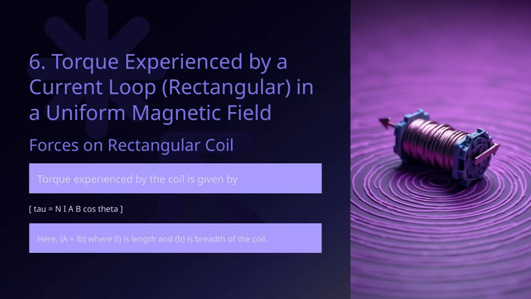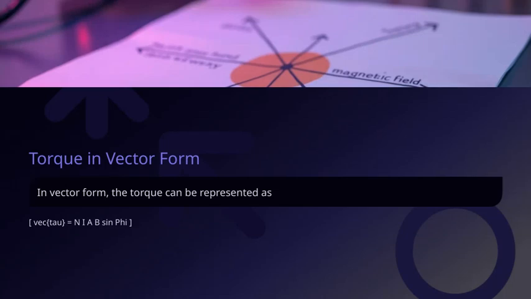For example, the torque reaches its maximum when cos theta is 1, which is when the plane of the coil is perpendicular to the magnetic field. And it becomes 0 when the coil is aligned parallel to the field, meaning no rotational force acts on it. Understanding this is crucial because it explains how current loops can generate or respond to magnetic forces, which is fundamental in devices like electric motors. So, in summary, the torque depends on the current, the number of turns, the magnetic field, and the orientation of the coil. Now let's look at how torque can be expressed in vector form.